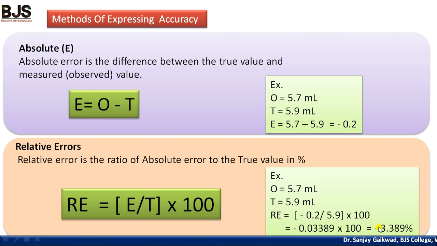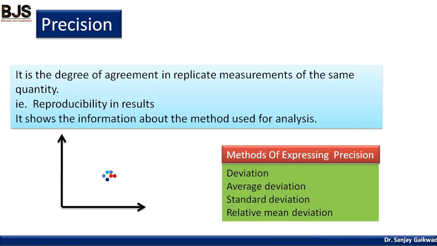Now this percentage, this error can be compared with the other results also. This value does not compare with the other values. Now in case of precision, it is related to the method.